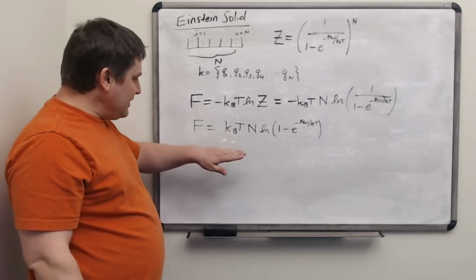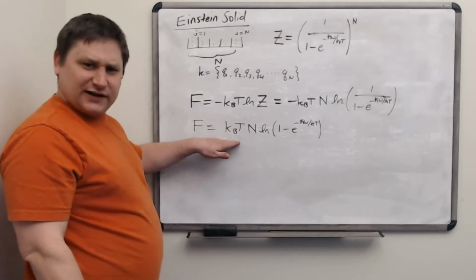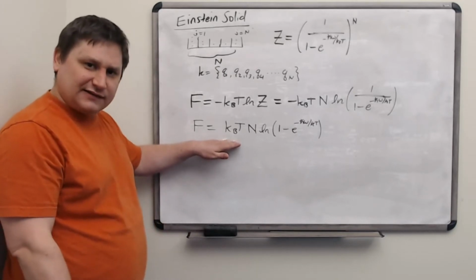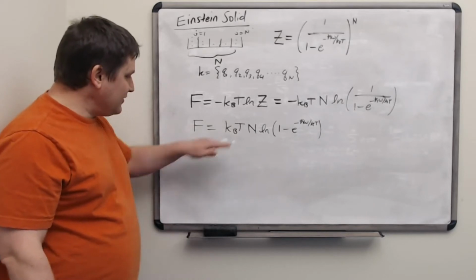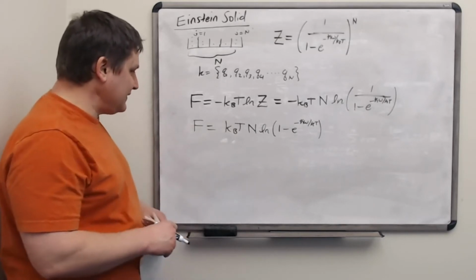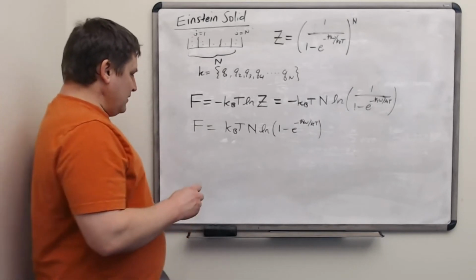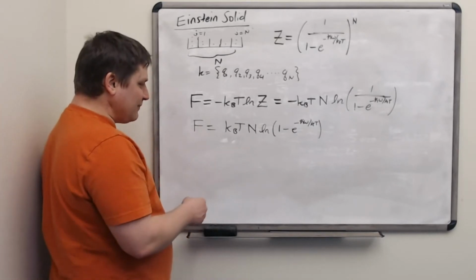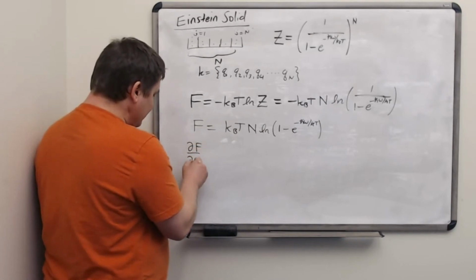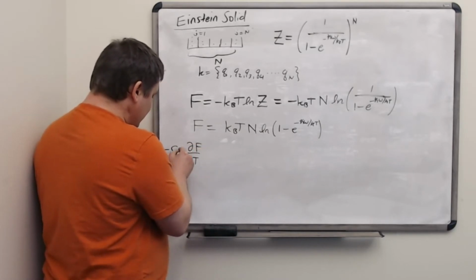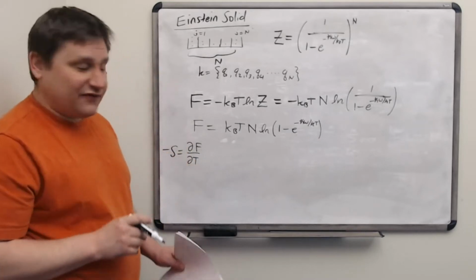And at some point in the past, we may have calculated this by a different method. You can check, you can verify that that is the same. Now we could continue to check here by taking the various derivatives, right? dF/dT should provide us with the opposite of the entropy.